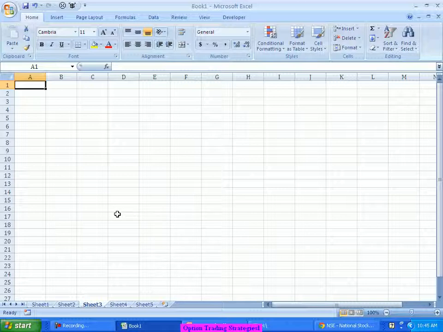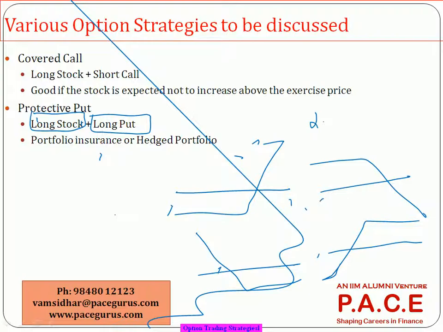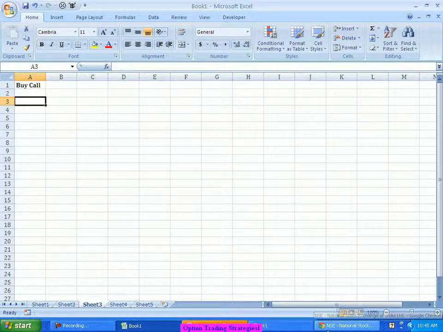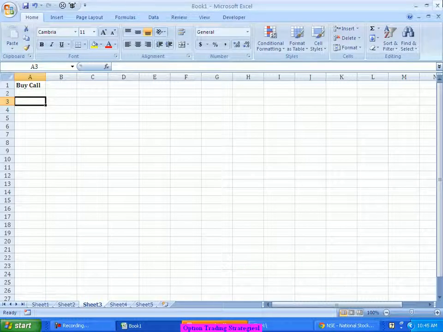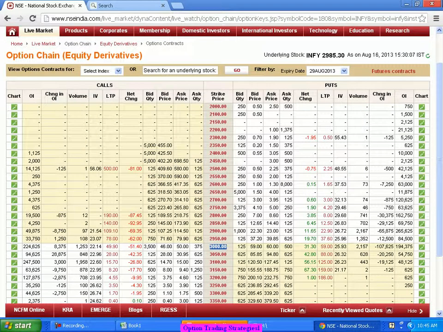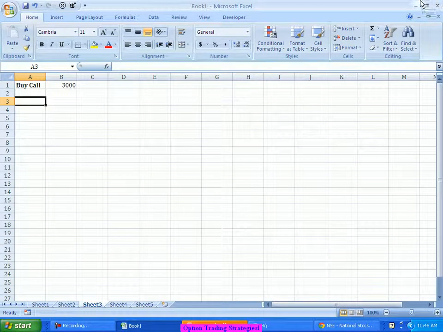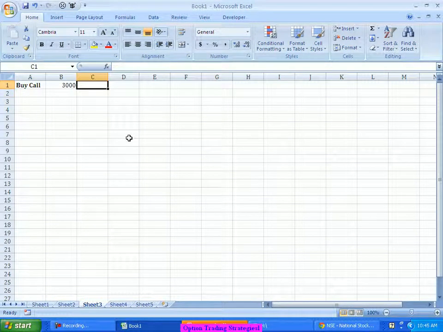The way we evaluate these kinds of strategies is very simple. Let's say I'm going for buying a call, and I'll pick one from the market itself. Probably we'll take a call for a strike price of 3,000. And what is the premium that was involved for it? 49.9.